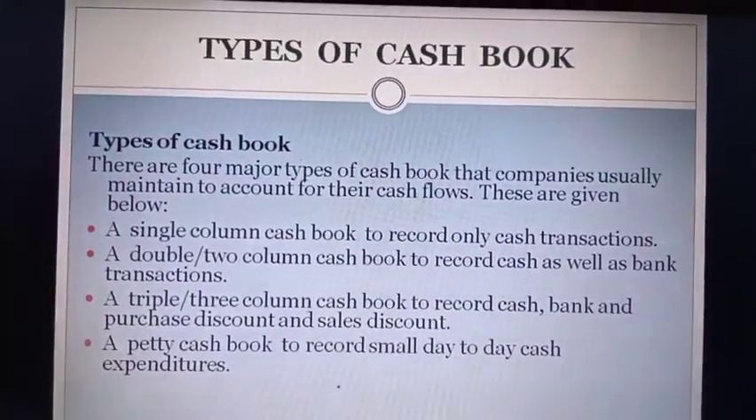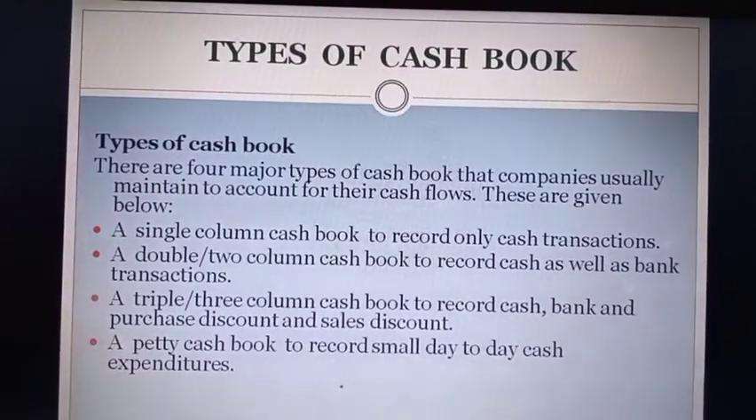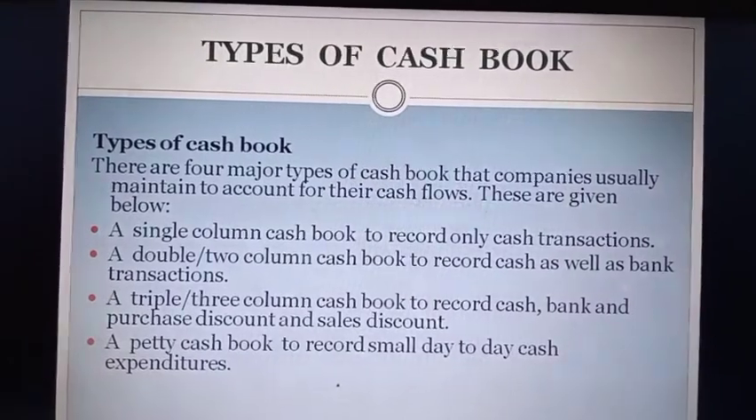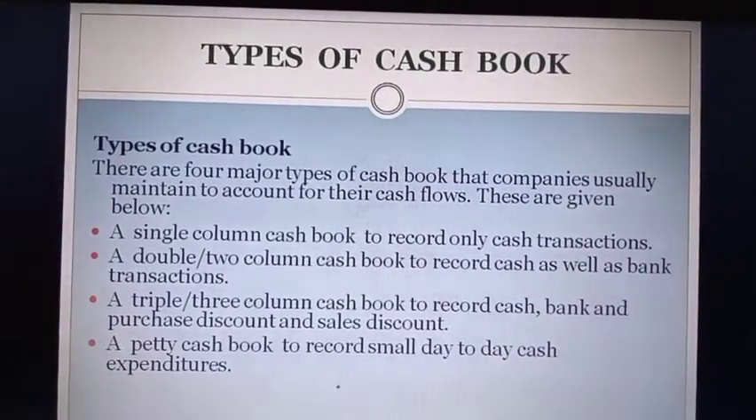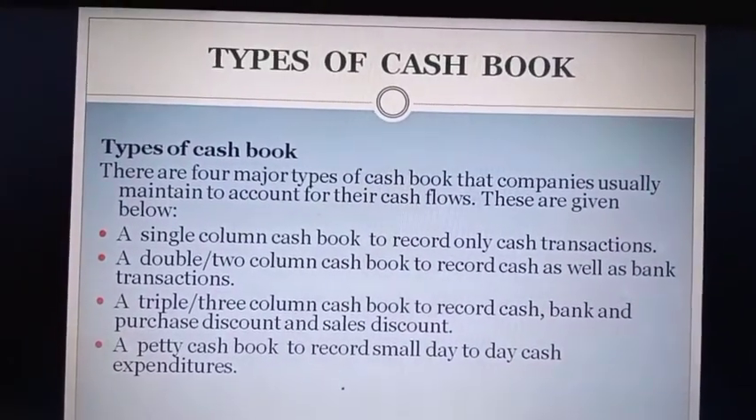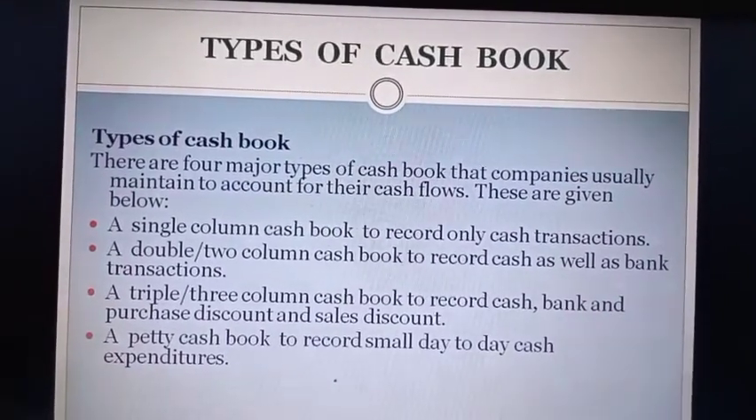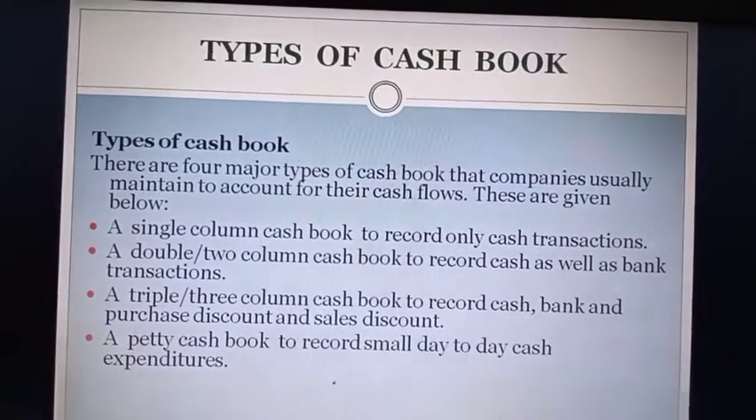So here we have the types of cash book. Basically there are four major types of cash book. First one is a single column cash book. This records only the cash transactions. Then we have a double column or two column cash book to record cash as well as bank transactions.